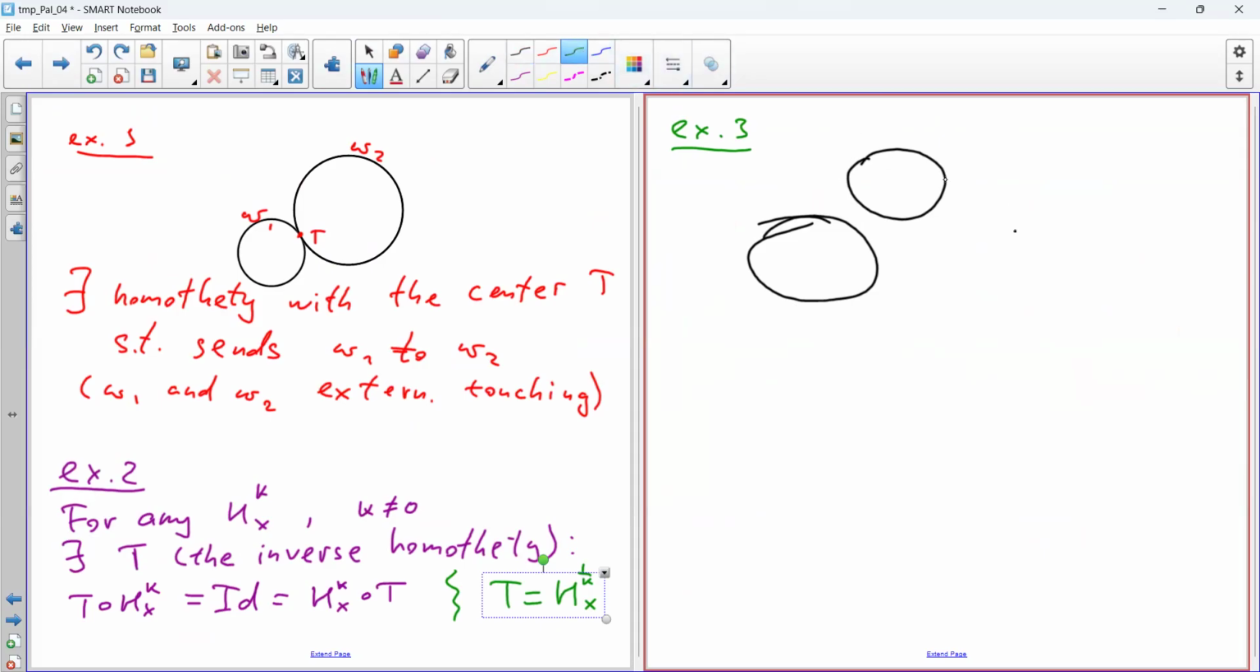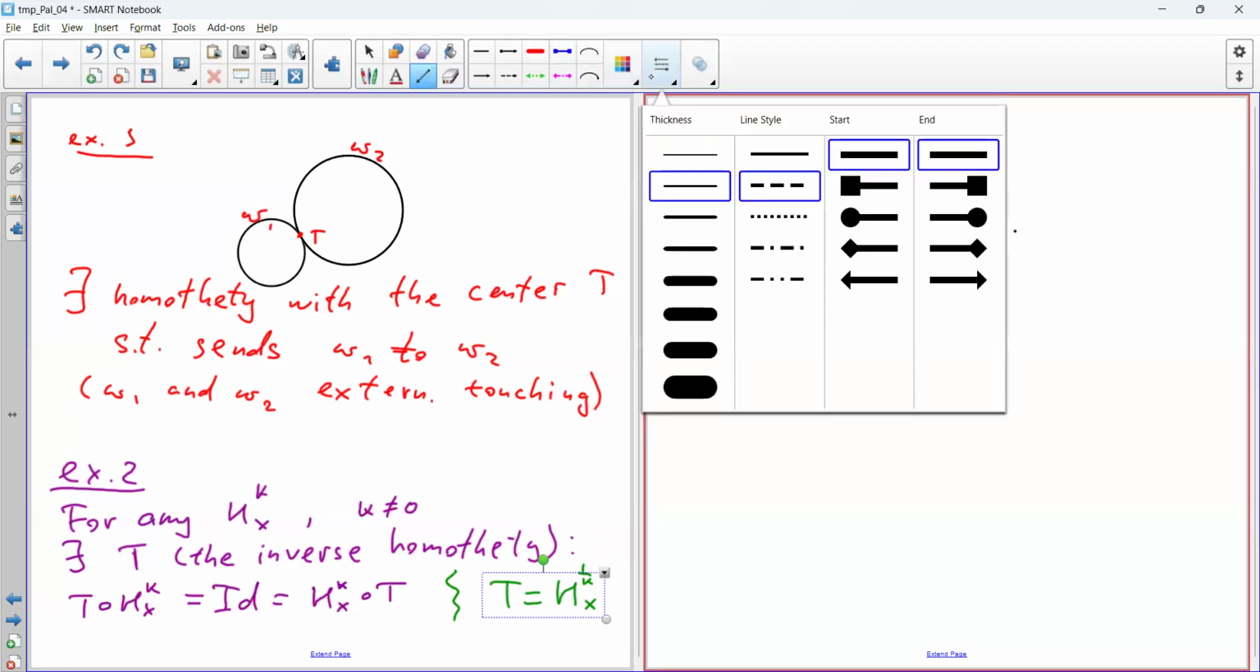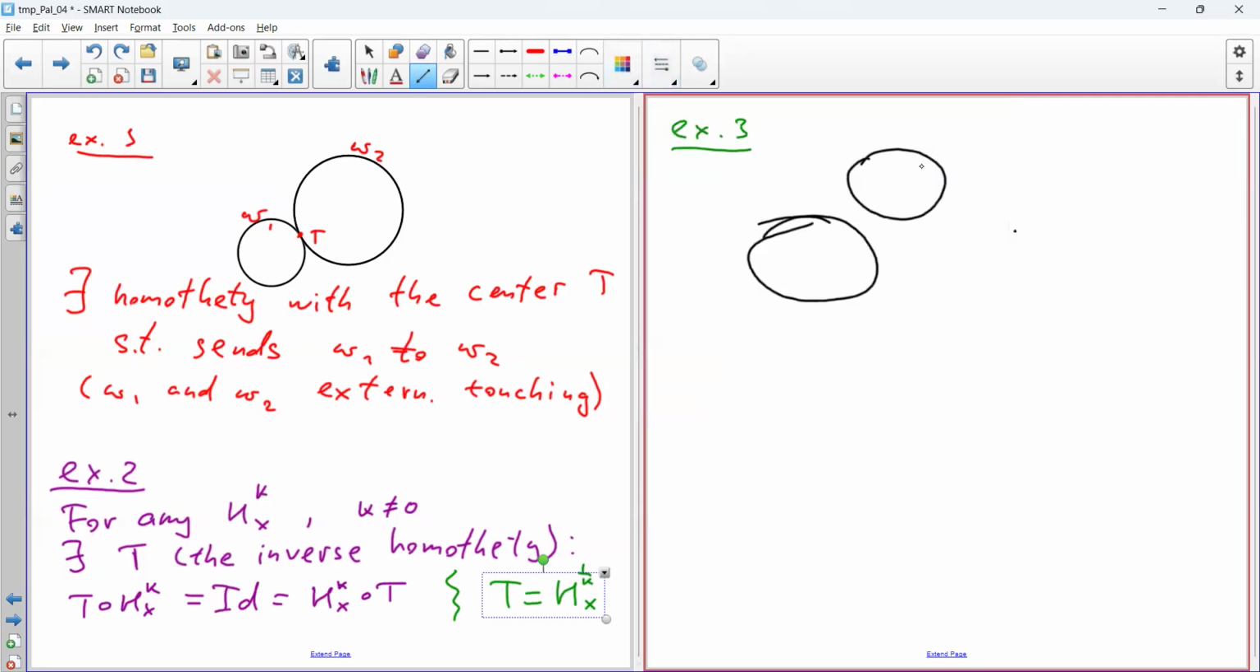So, for example, here, suppose we have a homothety with a negative coefficient, like negative 1 second, for example. How will it look? It will look like this, more or less, in this center.